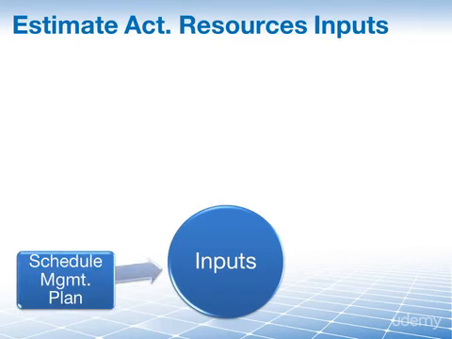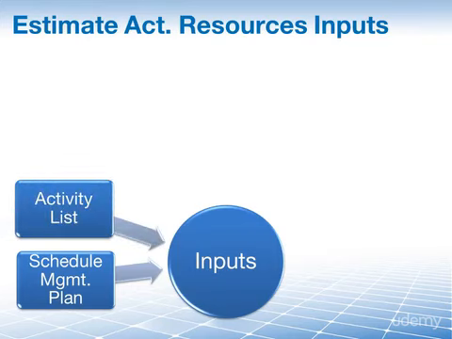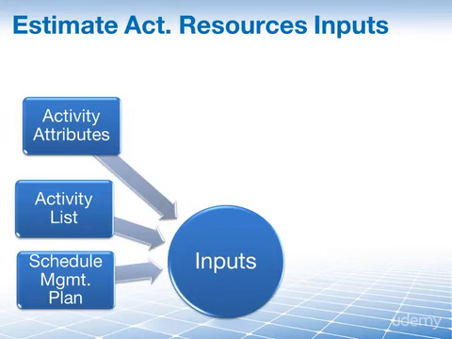The schedule management plan is required. It defines and describes the level of accuracy and units of measure for our project resources. The activity list is required. It provides a list of all activities that will require resources. And without knowing what you have to do, you can't say who's going to do it. The activity attributes provide detail for activities that allow resource estimation for those activities.